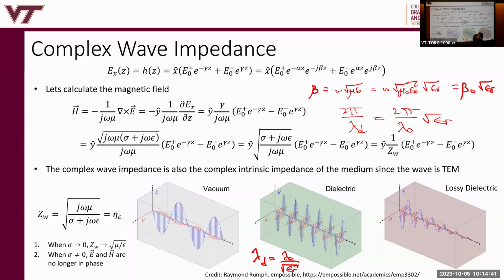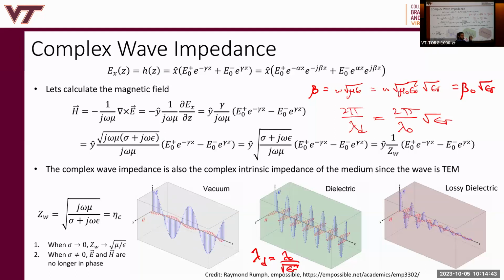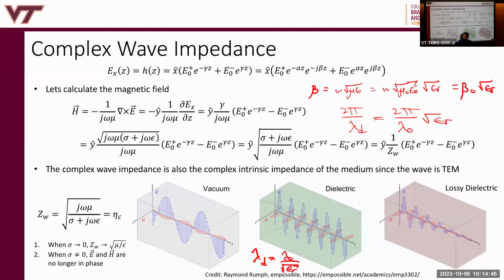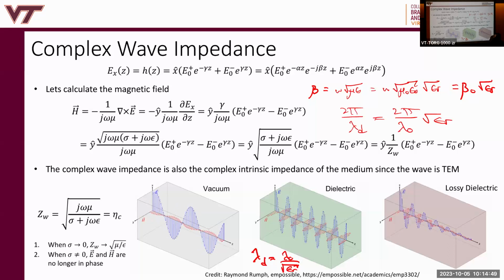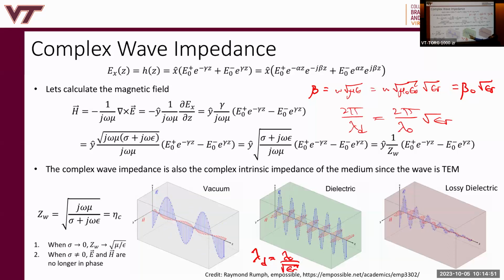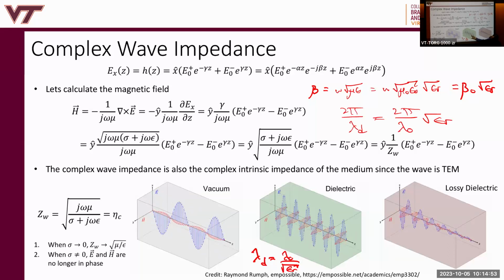Remember what I said over here. Wave impedance here is complex. Here it's real. Here it's a complex wave impedance, which means that E and H are no longer in phase. So we expect E and H to still be in phase here. Here's a 0 point. They're both maximum at the same time, right?